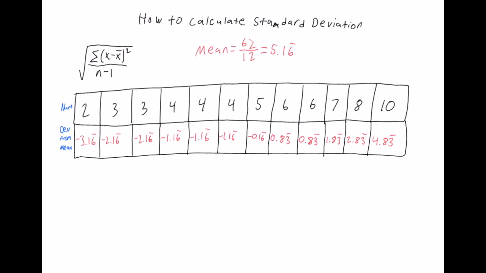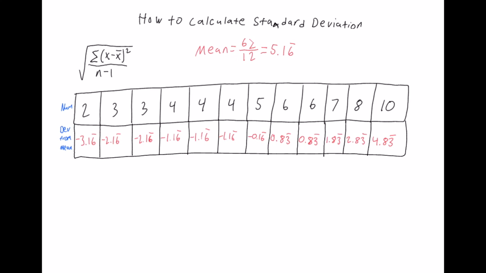Negative 2.16 repeating, and that all goes all the way down. Then once you get above the mean, it's 0.83 repeating, and then 1.83 repeating, just the 3's repeating, and so on. So that's this portion of the formula. So that's the deviations from the mean.